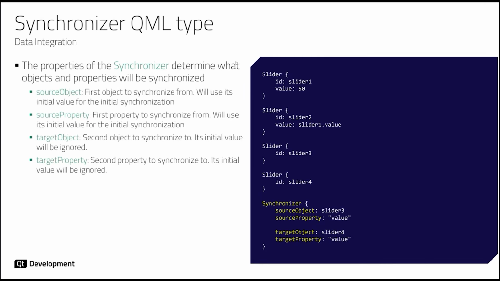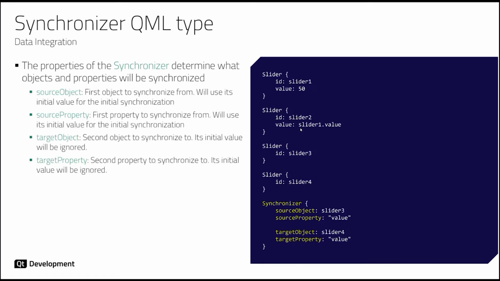So here we can see we've got a pretty simple example. We've got 4 sliders. The first 2 sliders are using some standard property bindings where we can see we've set a default value to the first slider, and then we bind the value of the second slider to the value of the first slider. So that would allow us to update the second slider's value based on the first one.